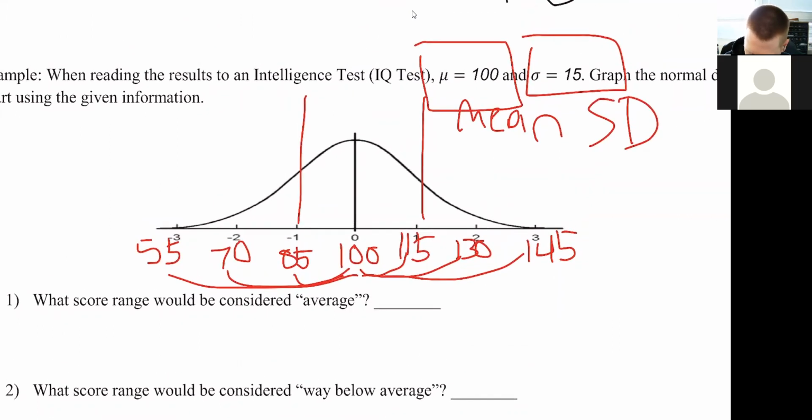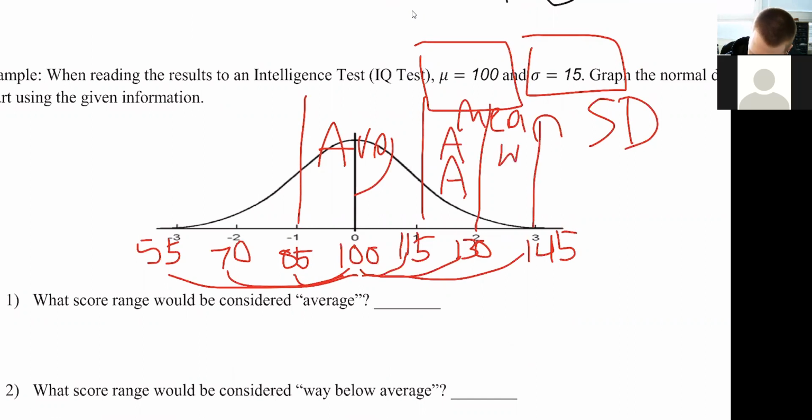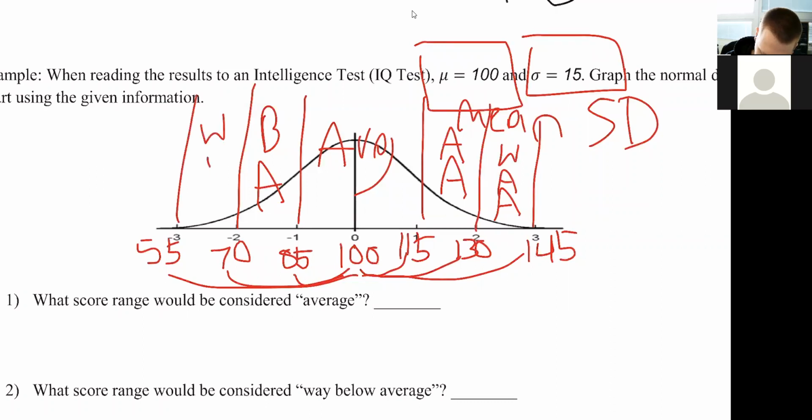Remember, between -1 and 1 is your average. Between 1 and 2 would be above average. Between 2 and 3 is way above average. Between -2 and -1 would be below average. And then -3 to -2 would be way below average. And then anything past those would be outliers.